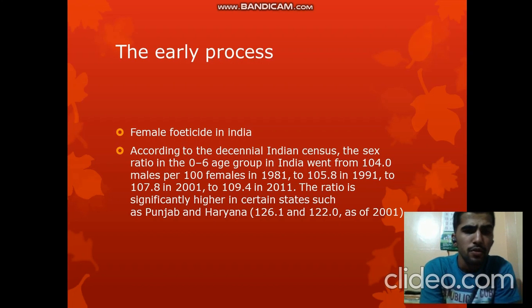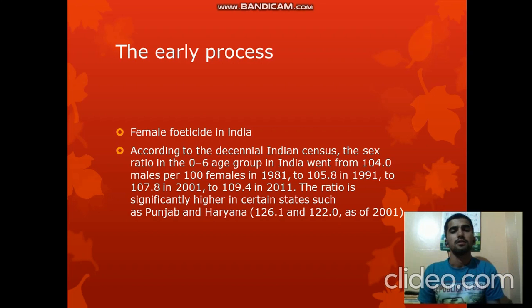So, according to the decennial Indian census, the sex ratio in the 0 to 6 age group in India went from 104 males per 100 females in 1981 to 105.8 in 1991, to 107 in 2001, to 104 in 2011. The ratio is significantly higher in certain states such as Punjab and Haryana.